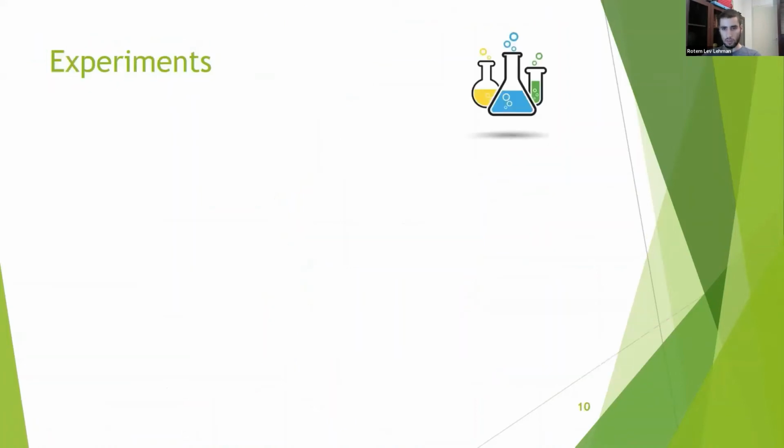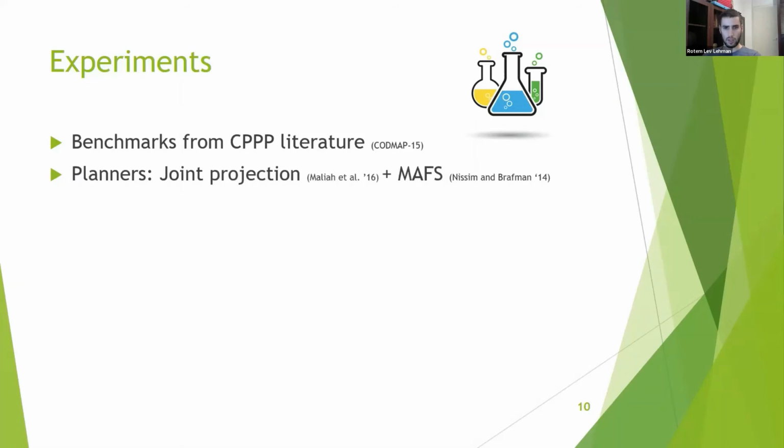Okay, we evaluate our methods using benchmarks from the collaborative privacy preserving planning literature. We ran 2 planners with our different heuristics. The planners are the joint projection planner and the MAPS planner.